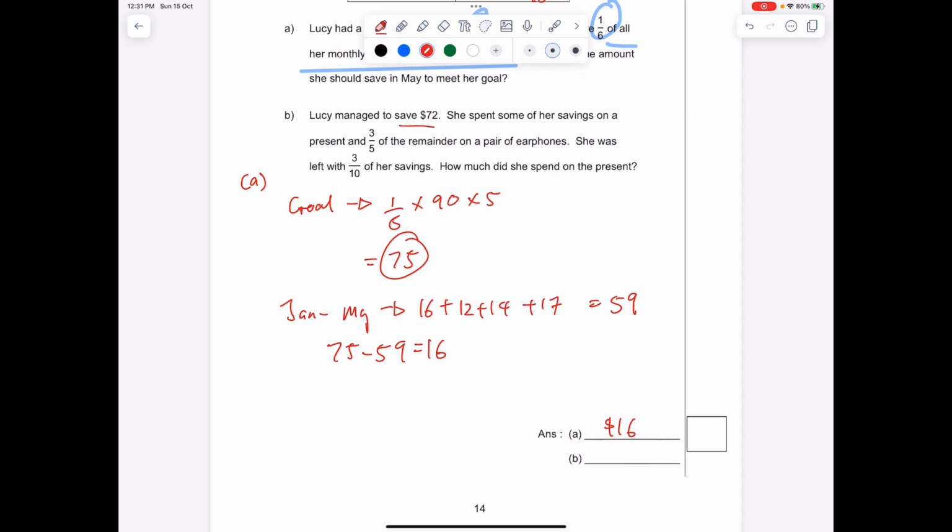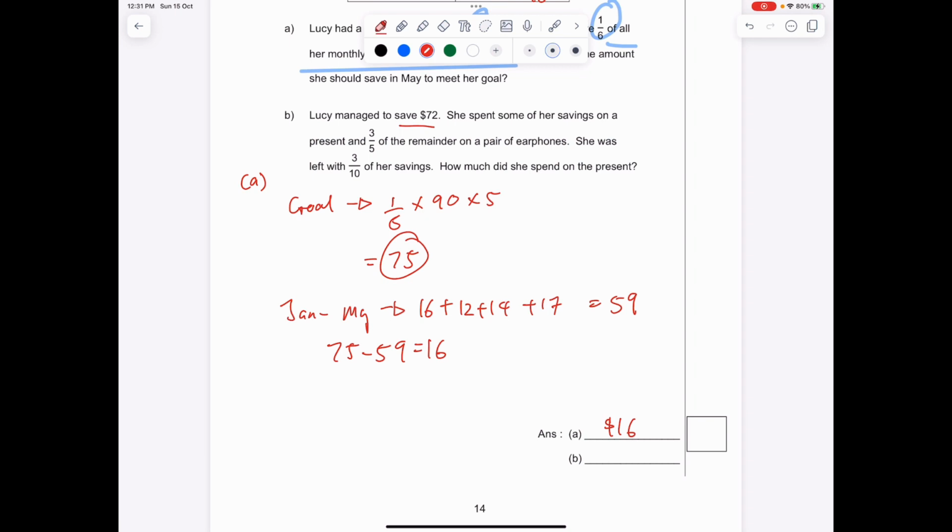Now, Lucy managed to save 72. She spent some of her savings on a present and 3/5 of the remainder on a pair of earphones. She was left with 3/10 of her savings. How much money did she spend on the present?